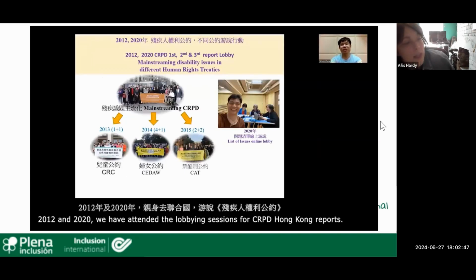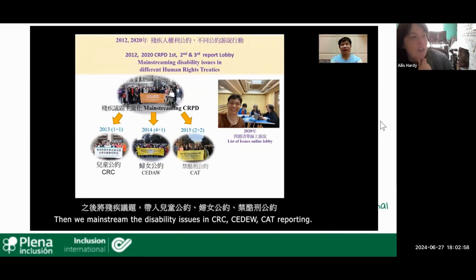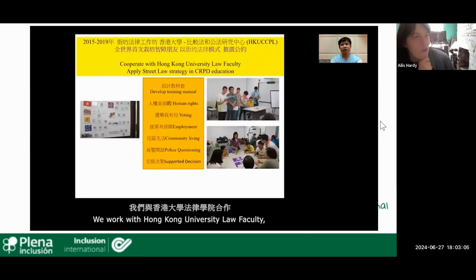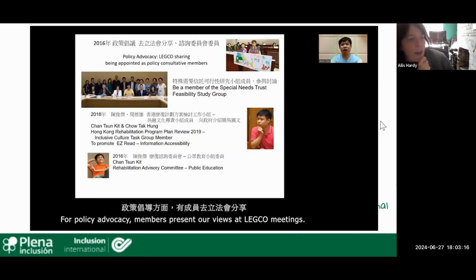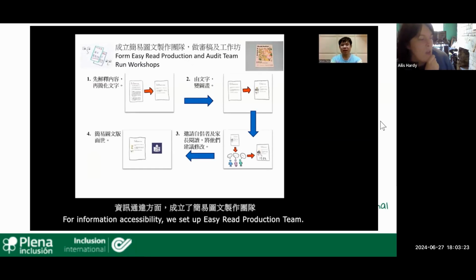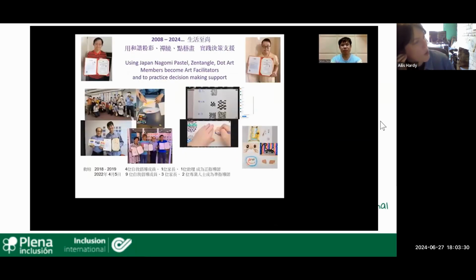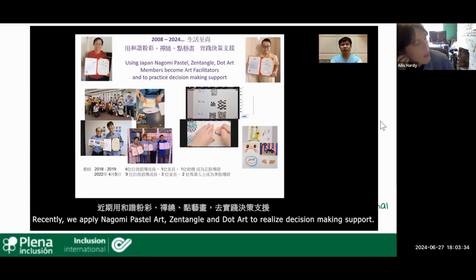In 2012 and 2020, we attended the lobbying sessions of the CRPD Hong Kong reports. Then we mainstreamed the disability issues in the Convention on the Rights of the Child and the conventions on women, and we work with the Hong Kong University Law Faculty. For policy advocacy, members present our views at LegCo meetings. Key members are appointed in consultative committees. For information accessibility, we set up an easy read production team. We provide audit services and run workshops. Recently, we applied Nagomi Pastel Art, Zen Temple, and Dot Art to realize decision making support.